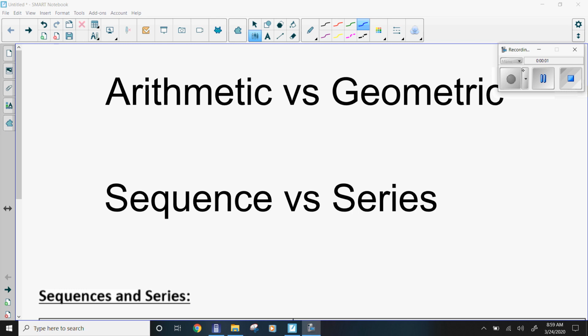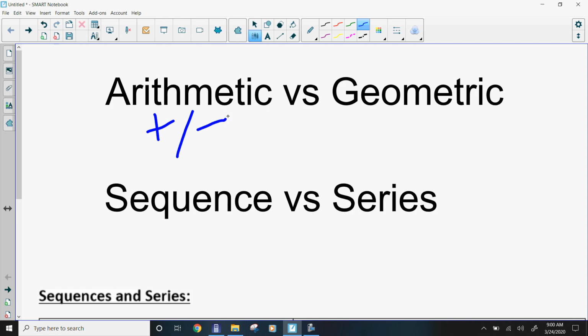Okay, chapter 11 is on sequences and series. There's two types, there's arithmetic and geometric. So before we get started, I want to talk about the difference in those. Arithmetic means you have to either add or subtract to get to the next number. Geometric means you have to multiply or divide to get to the next number. But typically we're going to use multiplying, and if the number gets smaller, we're going to multiply by a fraction.